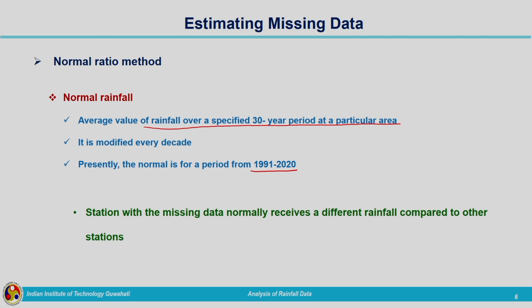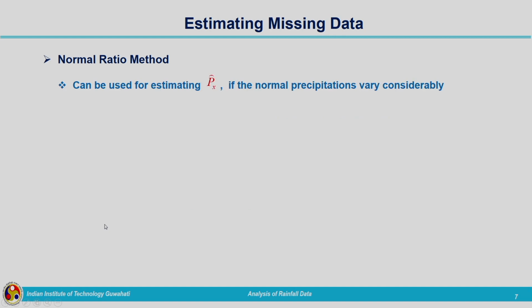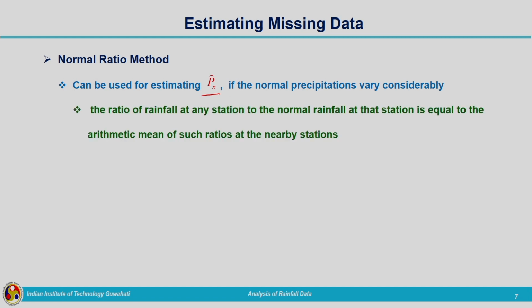Now, in the case of estimating missing data, the station with the missing data normally receives a different rainfall compared to other stations. If there is missing data for a year, 2 years, or a certain period, then when calculating the 30-year average, there will be a deviation from the normal data of the other stations, which we expect to be almost the same. So in this method, again we assume the missing data as Px cap, and we calculate the normal precipitation for that particular station. Then the ratio of rainfall at any station to the normal rainfall at that station is equal to the arithmetic mean of such ratios at the nearby stations.